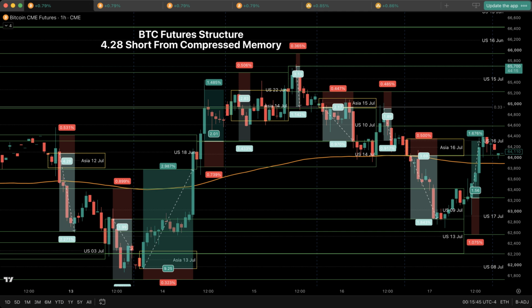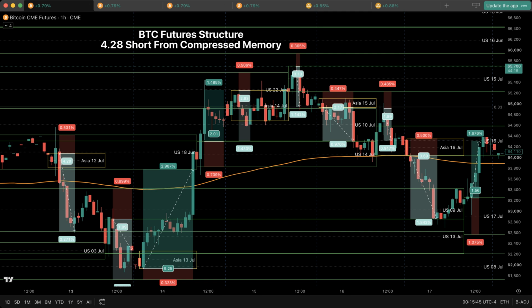Entry comes from July 12th Asia upper boundary. Stop sits at June 18th US upper boundary. Target moves toward July 9th US upper boundary. Trail moves toward July 9th US lower boundary. Risk-reward ratio reaches 4.28. That short works because compressed upper memory fails. Not because the candle is red. Not because price looks weak. The line fails. Distance opens. The trade earns execution.